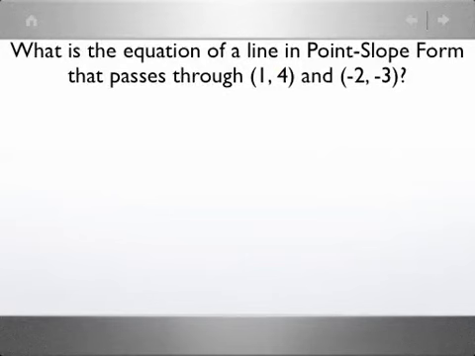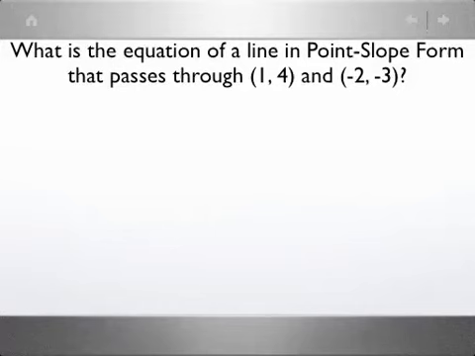This next example says, what is the equation of a line in point slope form that passes through 1, 4 and negative 2, negative 3? To write an equation in point slope form, I need a point on the line and the slope of the line. Remember, I can find the slope of this line using the slope formula. If you'll remember, that is y sub 2 minus y sub 1 over x sub 2 minus x sub 1.